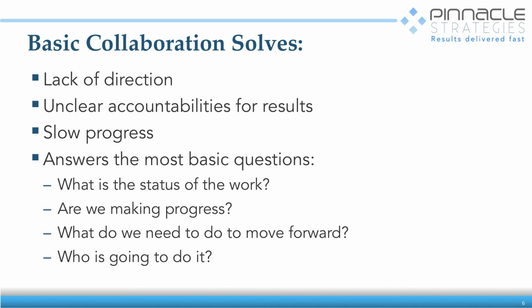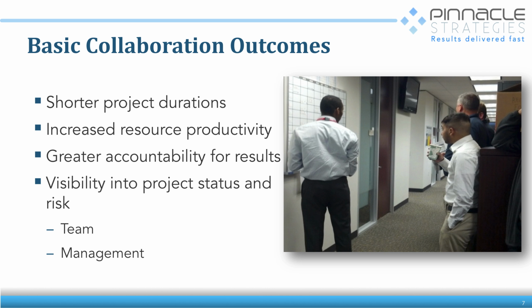Where's the work? What's the status? Are we moving ahead? What do we need to do right now? And importantly, who is going to do it? And I've worked in a lot of projects and I can tell you stories, but I'll get into that in a minute. The outcomes that we're looking for here in the basic collaboration is we're seeing reductions in project duration, increases in productivity, right? Because we're using the same amount of people, so we're more productive. Better accountability, better clarity, and much better visibility into what the project risks are.